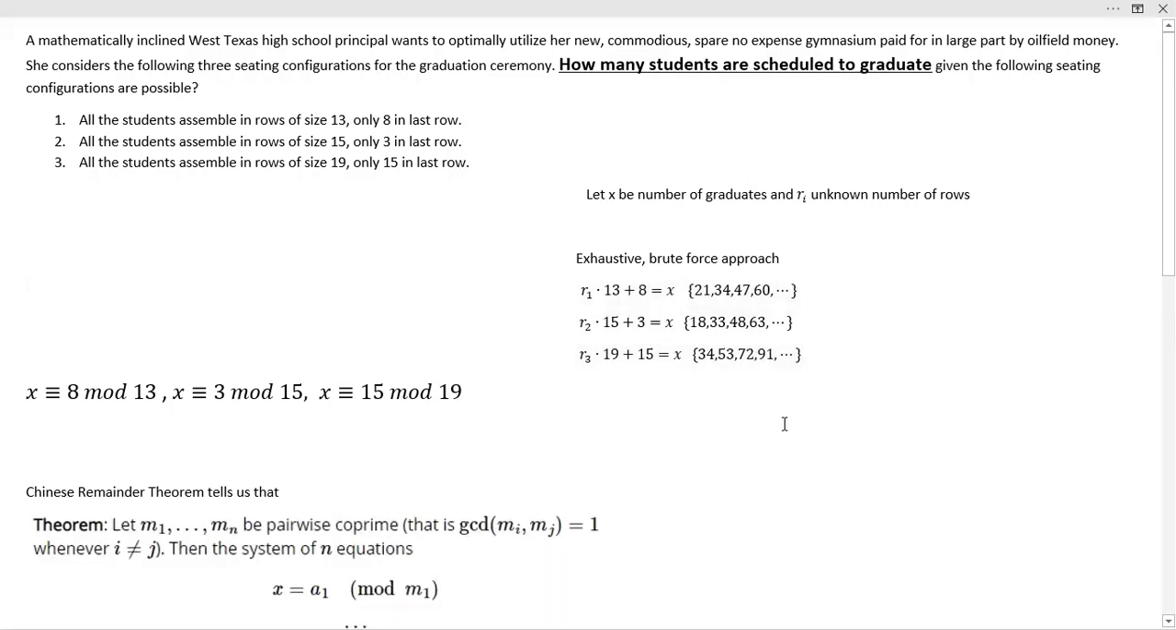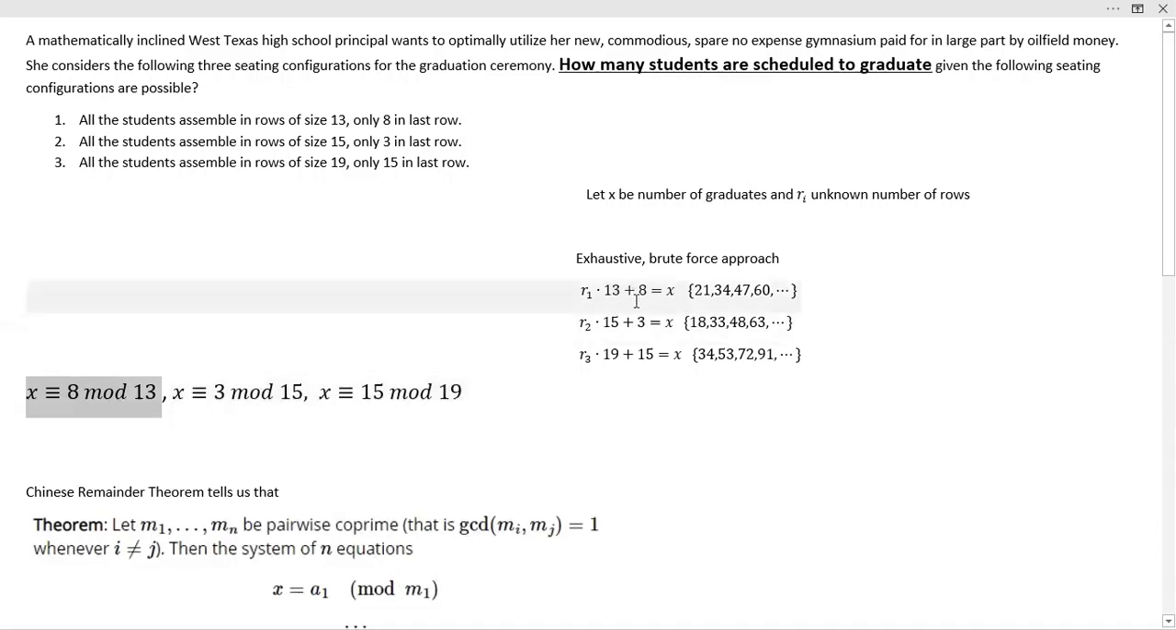Now, I'm proposing a more sophisticated way of looking at this. These 3 congruential equations right here describe the circumstances. Like this very first one that says x is congruent to 8 mod 13. This is called modular arithmetic. That's equivalent to saying that x minus 8 is a multiple of 13. This is equivalent to saying x minus 3 is a multiple of 15. And this is equivalent to saying x minus 15 is a multiple of 19.